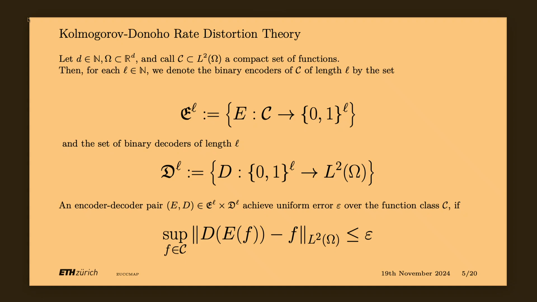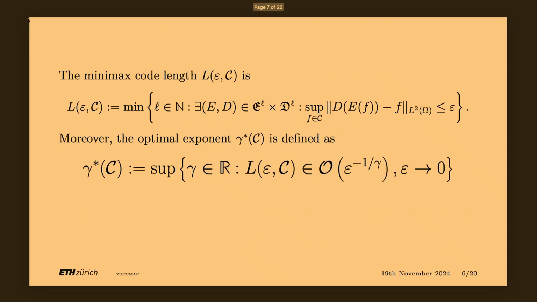At this point, an interesting question that one can ask is, okay, let's fix the function class that we want to encode and decode. Let's fix an error. What is the minimum length of the bit string that we need in order to achieve that error? And especially, how does this minimum length scale to infinity as epsilon goes to 0? And this is exactly the concept that the next two definitions are capturing.